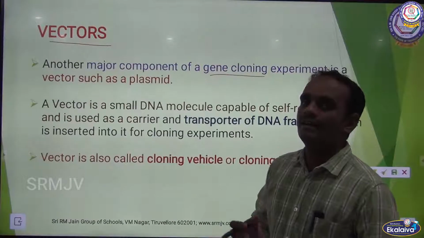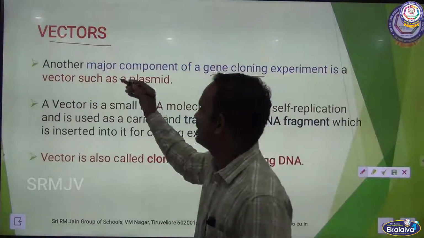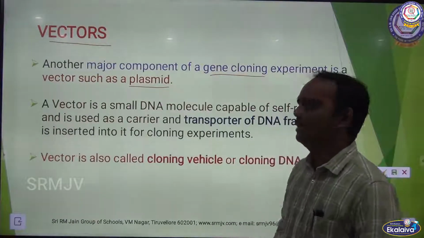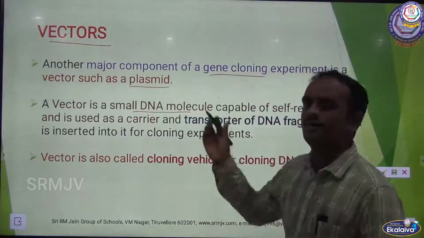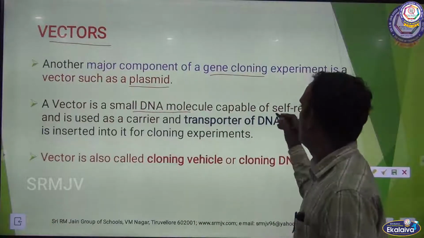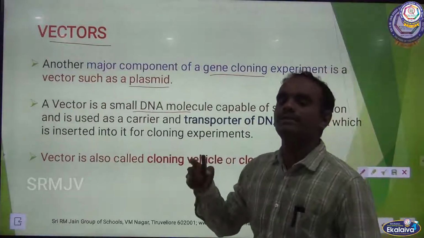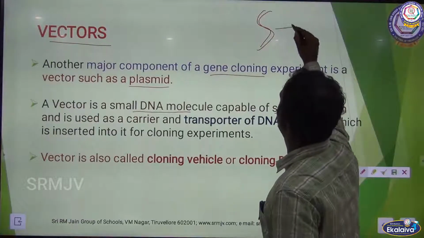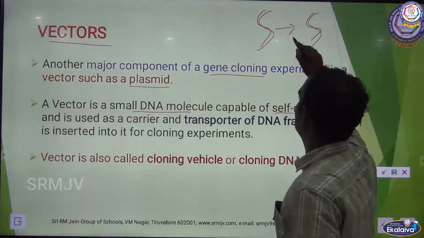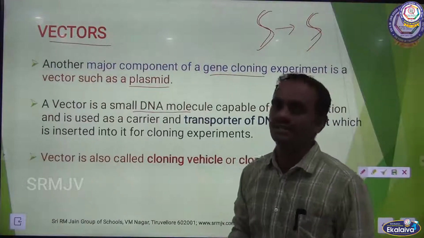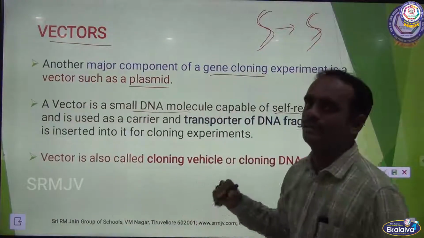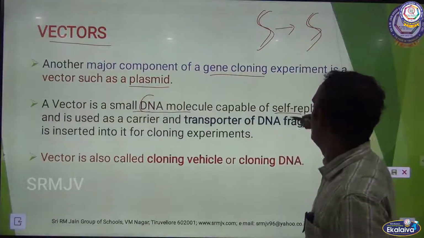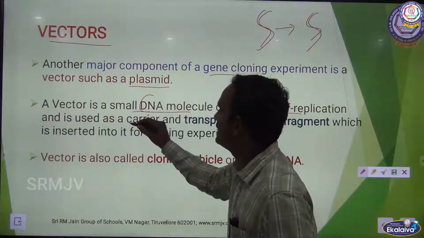They are transporting material. Vectors such as plasmid are a very important component in rDNA technology. A vector is a small DNA molecule, capable of self-replicating. What is the meaning of replication? The same carbon copy: the DNA replicates to form another DNA, that is called replication. So a vector also has the replication property. A vector is a small DNA molecule having self-replication, and it is used as a carrier.